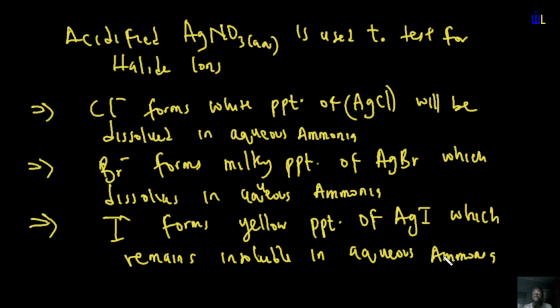Remember, chlorine and bromine are soluble in aqueous ammonia. And when you add the aqueous ammonia, you can now say chlorine is confirmed if it was white, and bromine is confirmed if it was milky. However, in the case of iodine, how do you confirm? When it forms a yellow precipitate and the precipitate, which is yellow, does not dissolve, what you simply say is that iodine is confirmed. Okay, we are going to try out questions to help us understand this more, but let's look out for more of the tests.